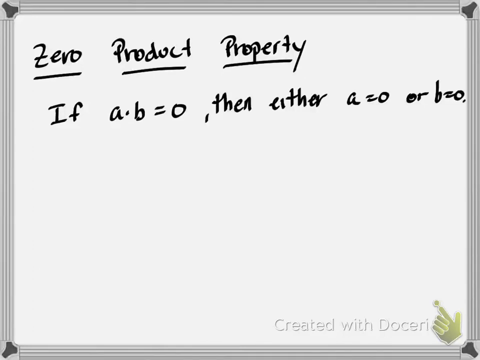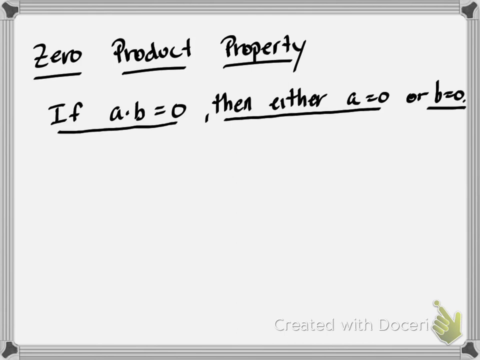All right, the next thing we're going to talk about is the zero product property. And what this says, this is the definition you get out of the book. If A times B equals 0, then either A equals 0 or B equals 0.